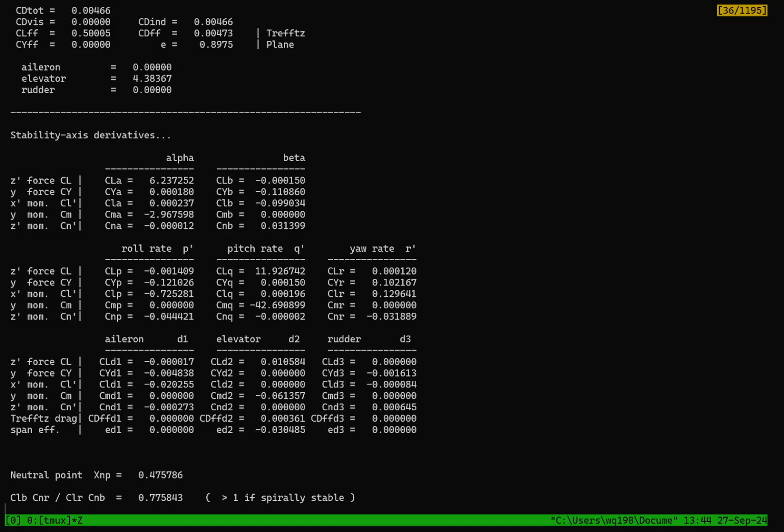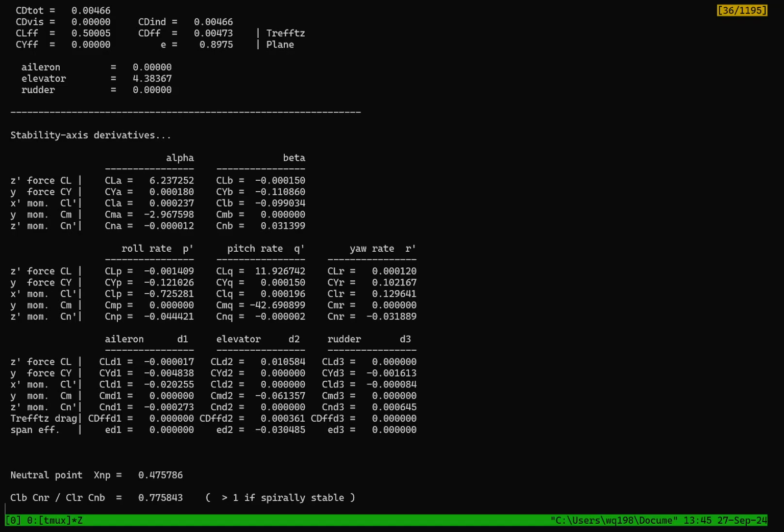This is just the relationship. Of course, then the derivative dCM CG d alpha is going to be dCM0 d alpha, which is this negative number, negative 3, right? Plus dCL d alpha times 0.5. But in this case, dCL d alpha is this number that's more than 6. So even divided by 2, it is going to be more than 3, right? And this guy is only minus 2 point something, so the whole thing is going to be positive, which means the airplane is going to be what? Unstable.